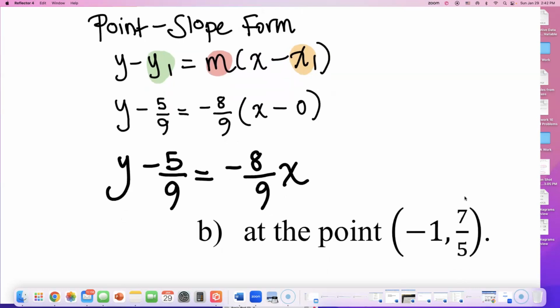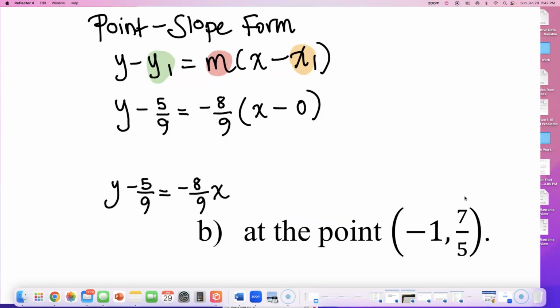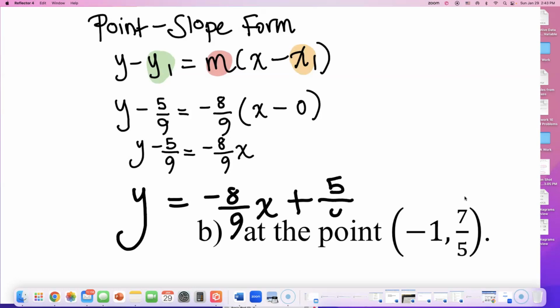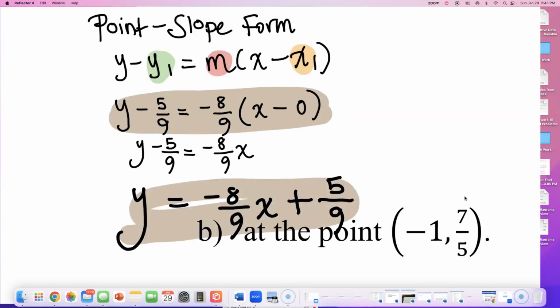And I can add this negative 5 over 9 to both sides, and my final answer is, let me make it small just one more time, okay? y equals negative 8 over 9 x plus 5 over 9. So, you could have stopped right here. That's fine. I like that point slope form. But if you want to go a couple more steps and give me that other answer in slope intercept form, that's also okay too, but both are fine answers.